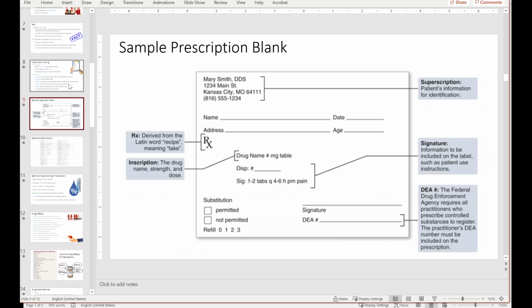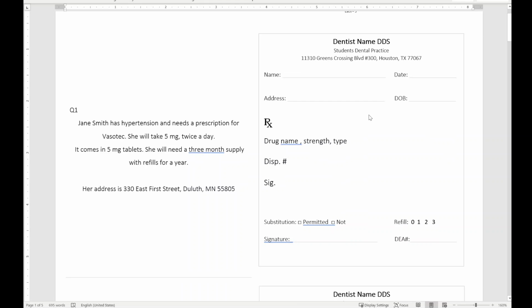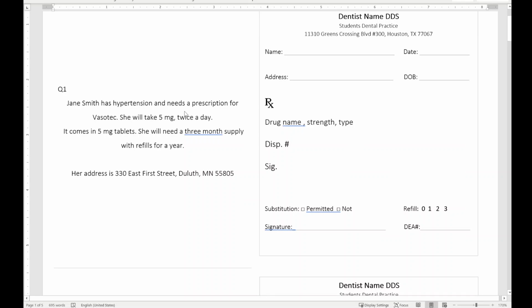As we'll see in our example in a minute, this is our blank prescription paper. And what we want to do is write the prescription for this patient. Jane Smith has hypertension and needs a prescription for Vasotec. She will take 5 milligrams twice a day. Vasotec comes in 5 milligram tablets, and she will need a 3-month supply with refill for a year. Okay, so let's break it down.